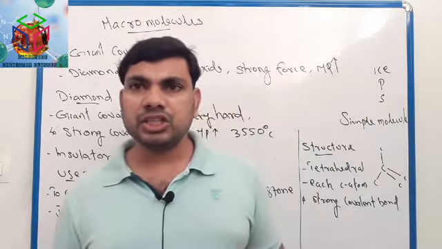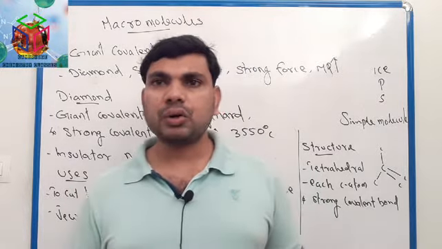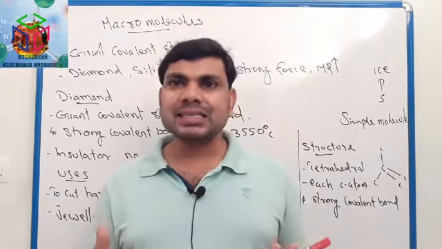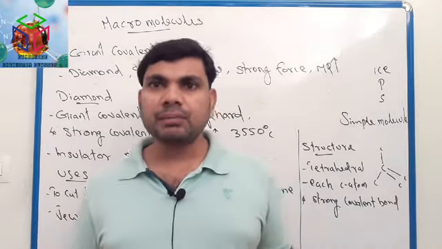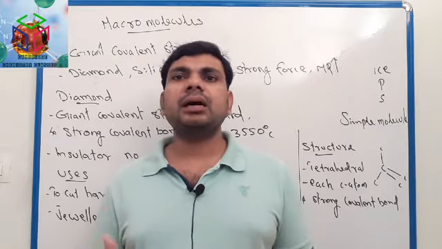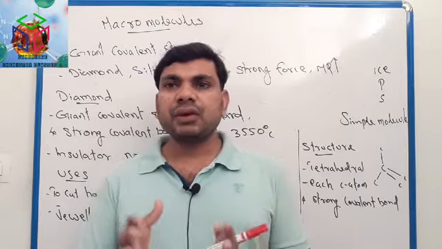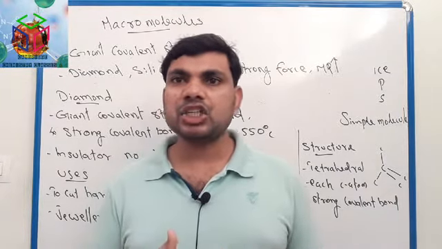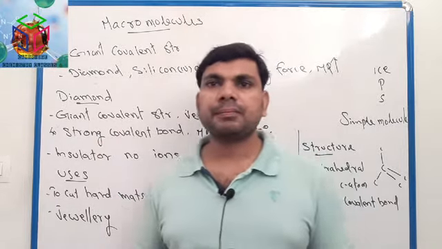Here graphite and diamond are allotropes. Allotropes mean one element existing in different forms. Chemically they are the same, they are carbon, but they have different physical properties. Such different forms of the same element are called allotropes. Graphite and diamond are allotropes. Now we have learned diamond. Clear?